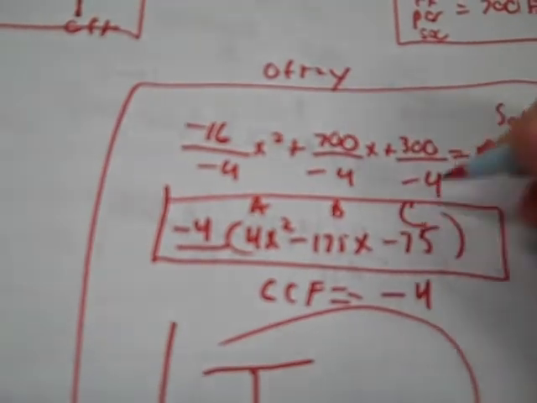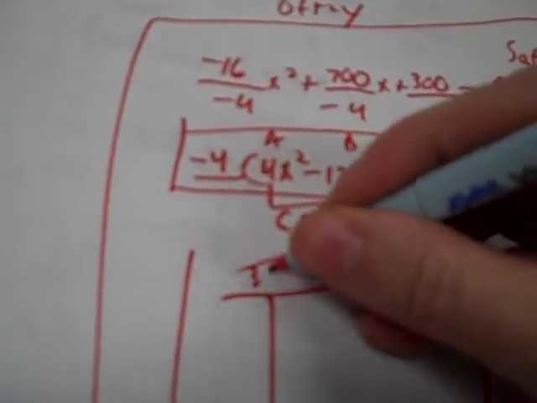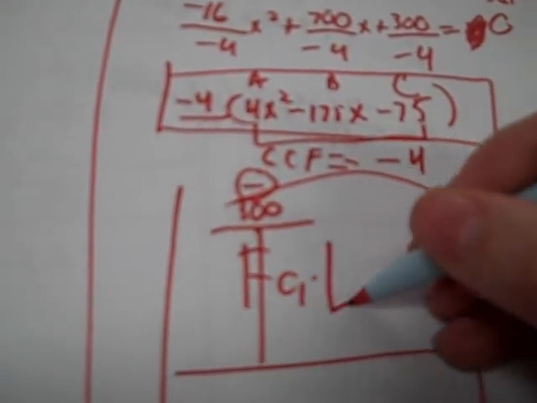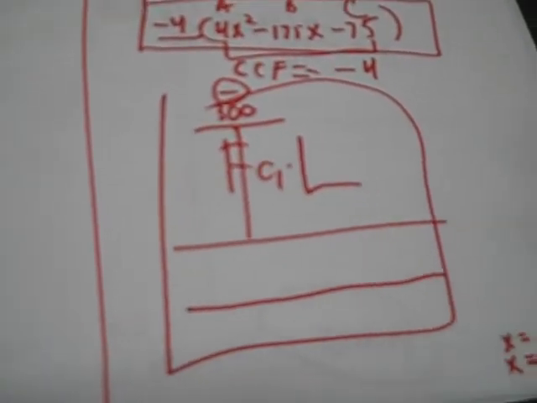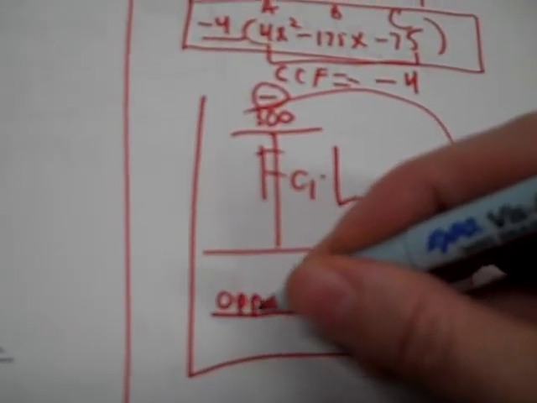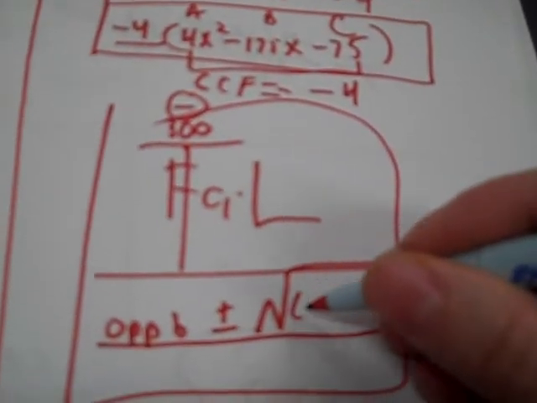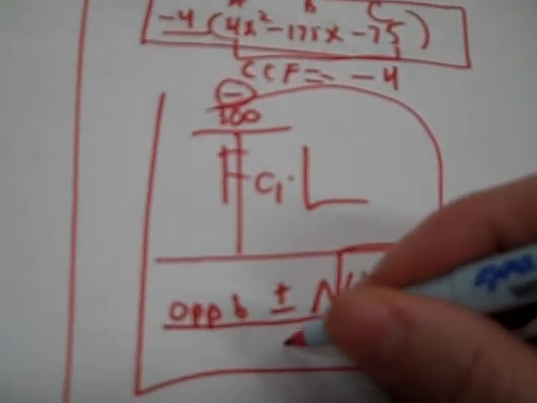A, B, C. So I take 1 times 4 times negative 75. If the number is over 100, I'm not going to do this, okay? I'm just going to write fail. Most of these fail, okay? So you go to your formula. Write the actual formula: opposite of B, plus or minus the square root, make 2 parentheses, B squared minus 4AC, over 2A.